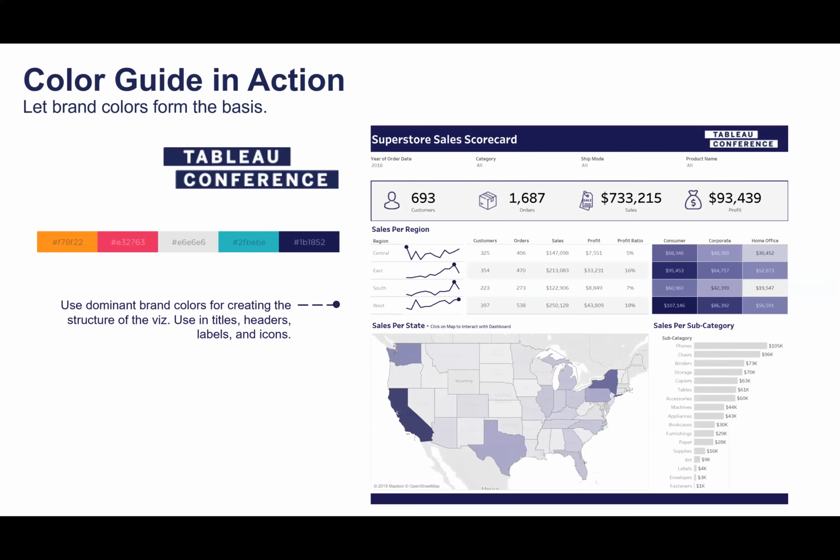So in this example, I've used the brand colors to form the structure of the visualization, right? I've used the brand colors to highlight the dashboard title area. I've used it in all of the section headers. I've used it for a lot of the fonts. So you want to make sure that you're allowing your brand colors to form the basis of your visualization.